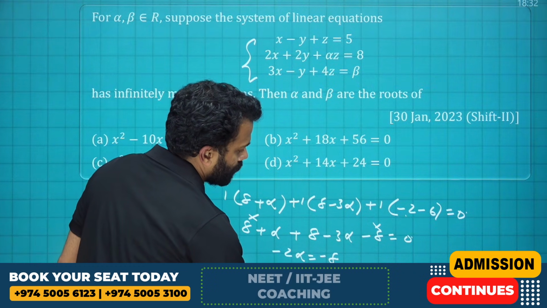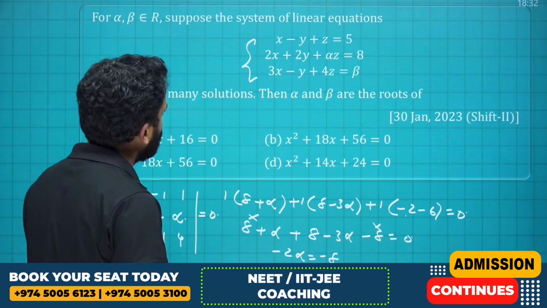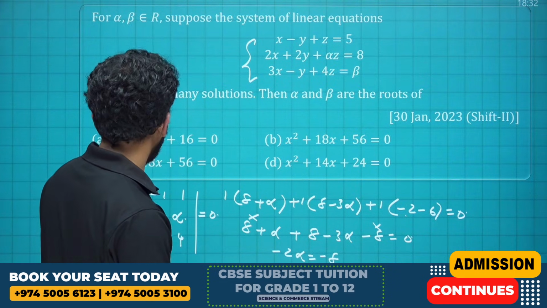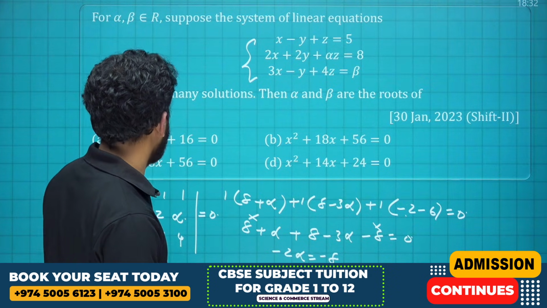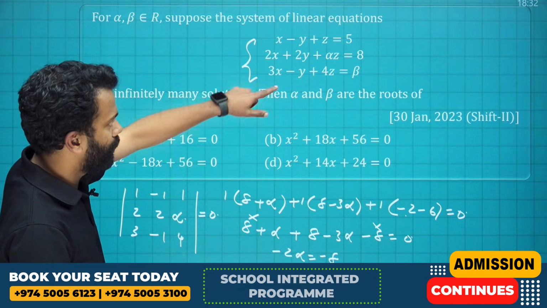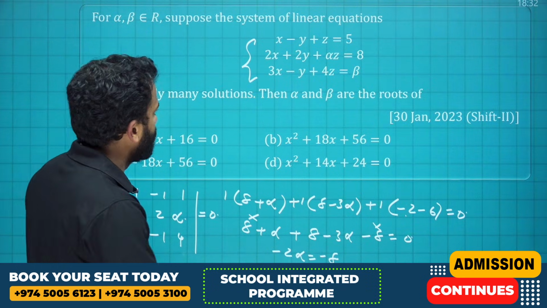That is, alpha is equal to what? 4. That's what, alpha is equal to 4. Now we got the value of alpha. Next one, you need to find the value of beta, right? For that also you need to expand. So what I'm going to do is, instead of this 1 alpha 4, I am substituting 5 8 beta. That should be equal to 0, right?